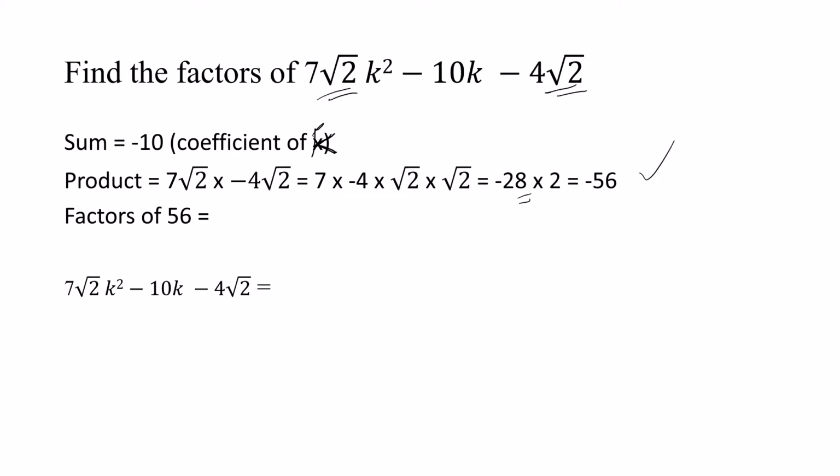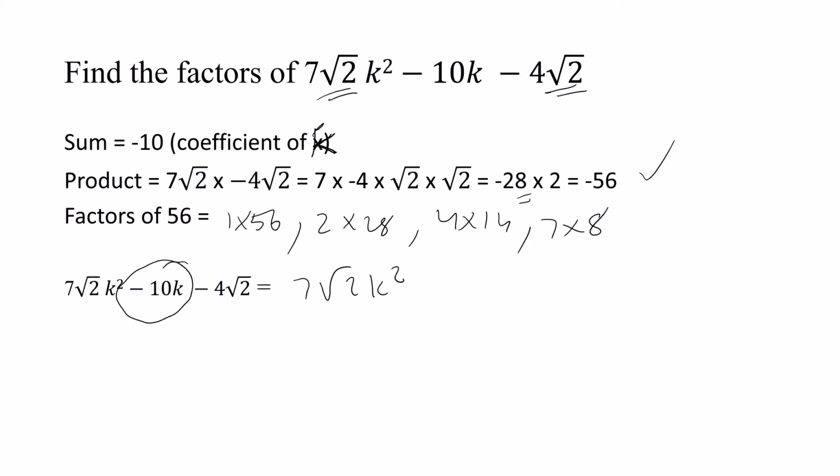So the next step is we will write all the factors. 1 into 56, then 2 into 28, 4 into 14, 7 into 8. So these are the factors. Now we'll start. So 7 root 2 k square. Listen, we have minus 10k, right? So from the different options, we can select 4 and 14, because we know that 4 minus 14 will give you minus 10.